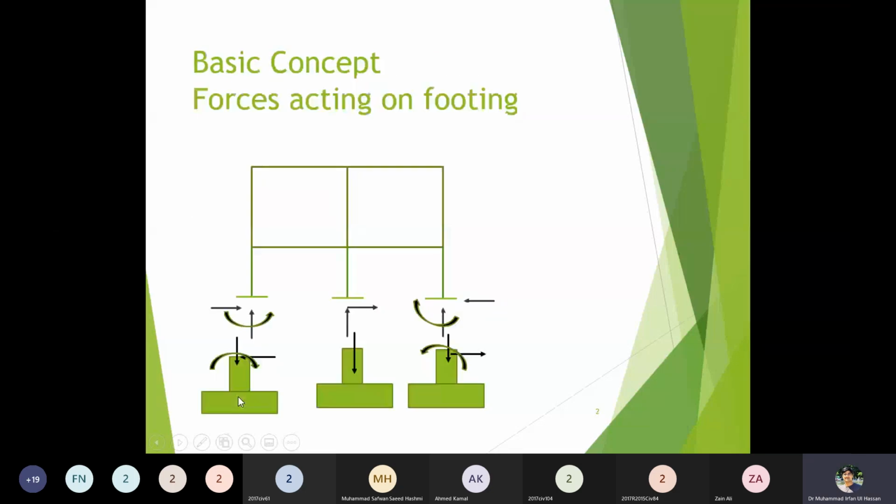If you see this 2D frame, this is a fixed support having three reactions at the base of the support. These reactions which are developed at the base of the column are reversed. The direction of the reactions is reversed and taken to the foundation. Under each column the footing can come, or maybe we can join the foundations of two or three columns, or maybe we can join the footings of all the columns.